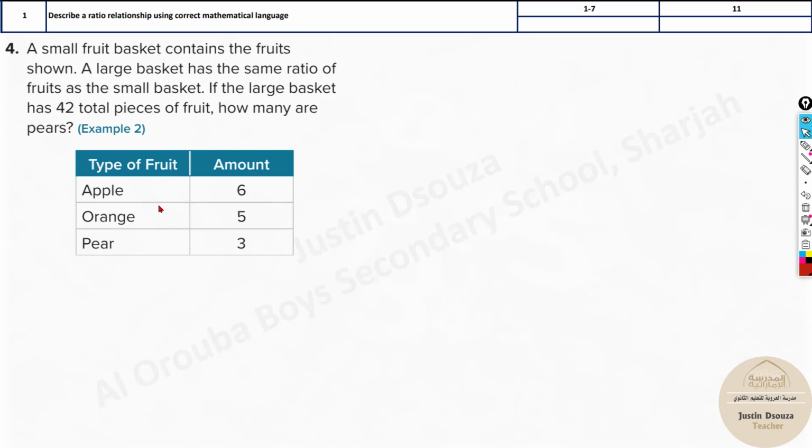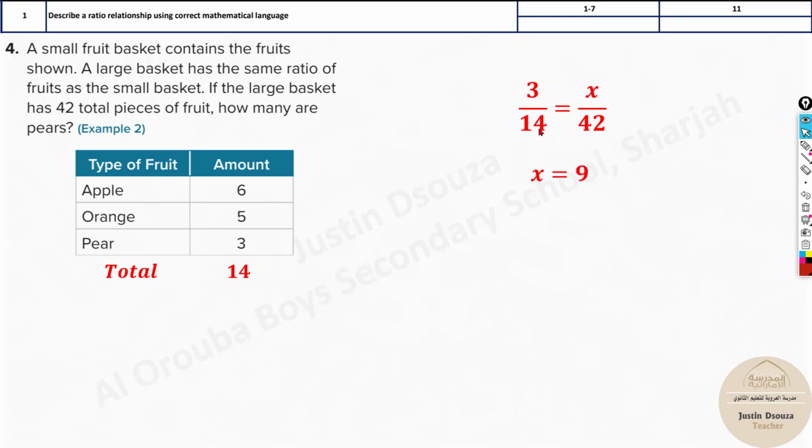Here it is the same problem again, so I would highly request all of you to do it by yourselves. So now you can pause the video, solve it, and then check the answer. So here it is. The total is 14, and they want only the fruit pear, right? So 3 divided by 14 equals the unknown value. If there are a total of 42 pieces, unknown x. So cross multiply and the answer will be 9.